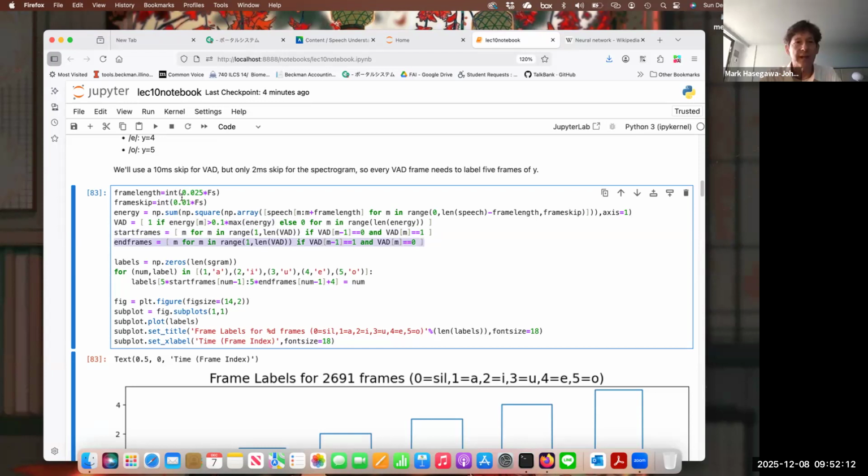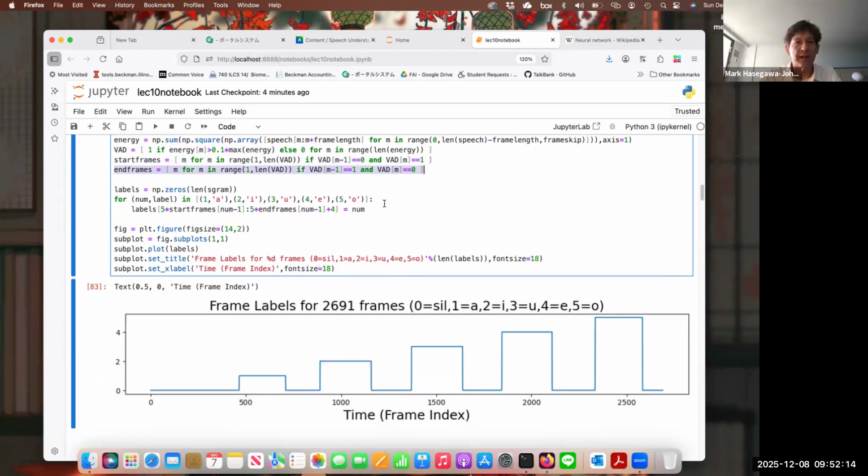And then I'm going to go through and label each of those segments as either 1, 2, 3, 4, or 5. Right, so I'll go through and label start will be labeled with the label 1.